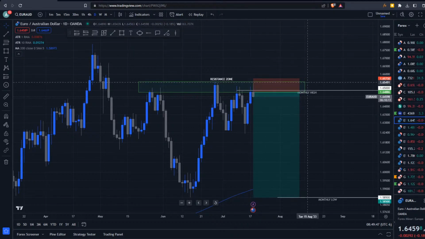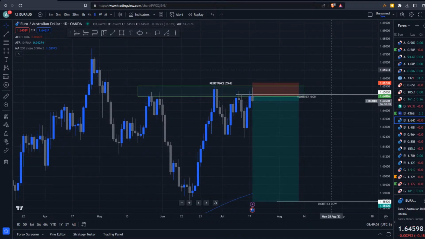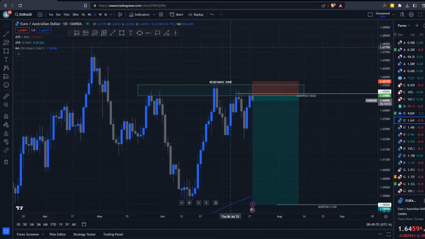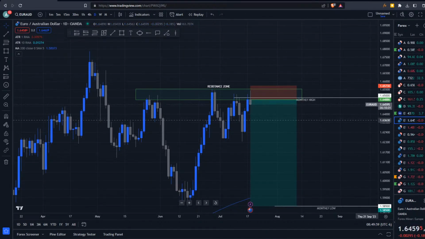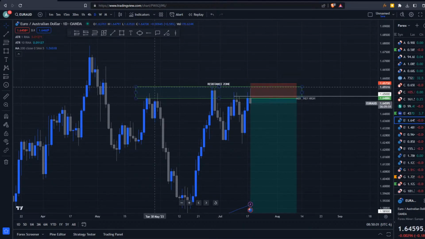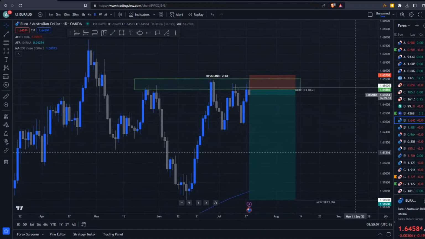This is its normal range. It's about 650 pips. So you could target this, but it is against the trend, so trade at your own risk, obviously, just like always. But I do think that because of these previous rejections, it is a very good trade.